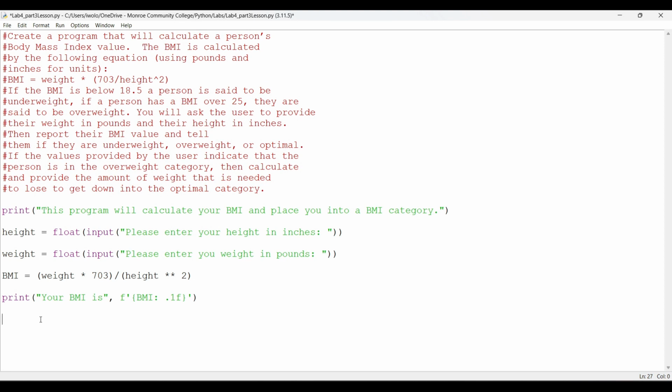Alright, so then we're going to do an if-else statement here actually. So we want to compare the BMI to the values that it told us would put the person into each category. So here's where we're going to determine which category the person is in. So I'm going to say if BMI is less than 18.5, then what we want to print is you are underweight.